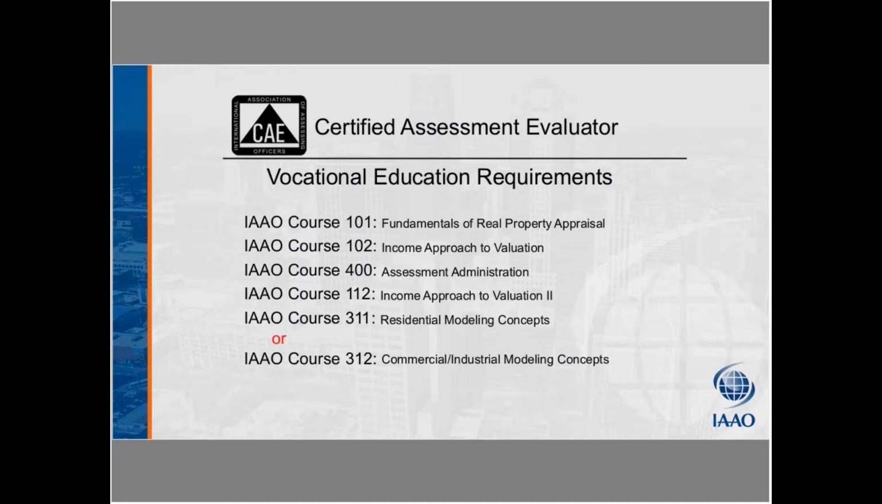First, you have Fundamentals of Real Property Appraisal, which is IAAO 101. IAAO 102 is Income Approach to Value. You also need Income Approach to Value 2, which is IAAO 112. IAAO 400 is Assessment Administration. And then you can choose between 311 and 312, one being Residential Modeling and the other, 312, being Commercial Modeling.